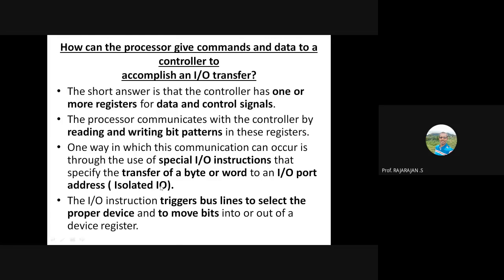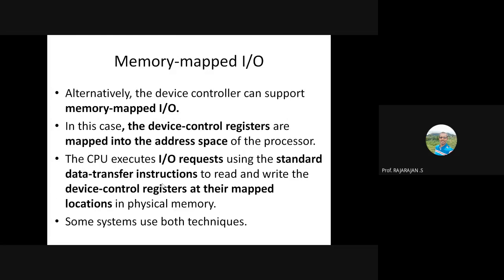So isolated IO is having separate instructions for IO and separate instructions for memory. They are not going to be confused. There is another way of approaching this called memory mapped IO. In memory mapped IO based operating systems, IO is also treated very much like part of the memory.